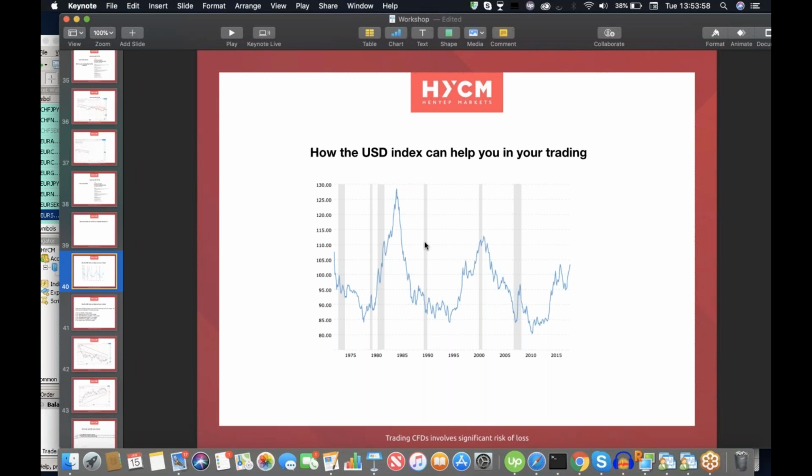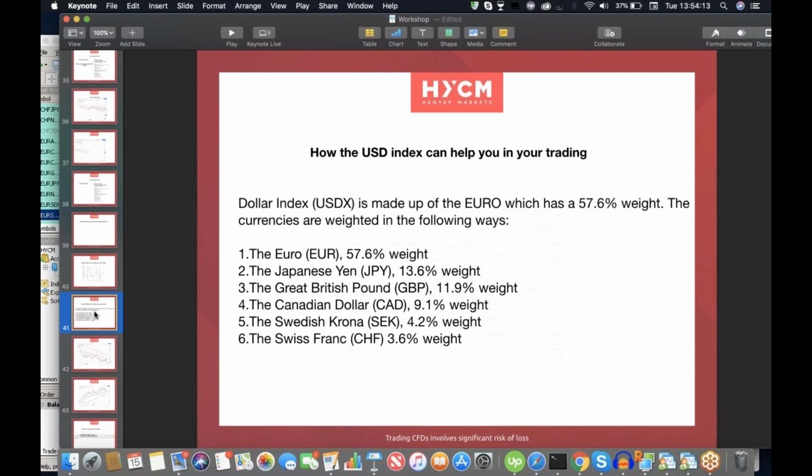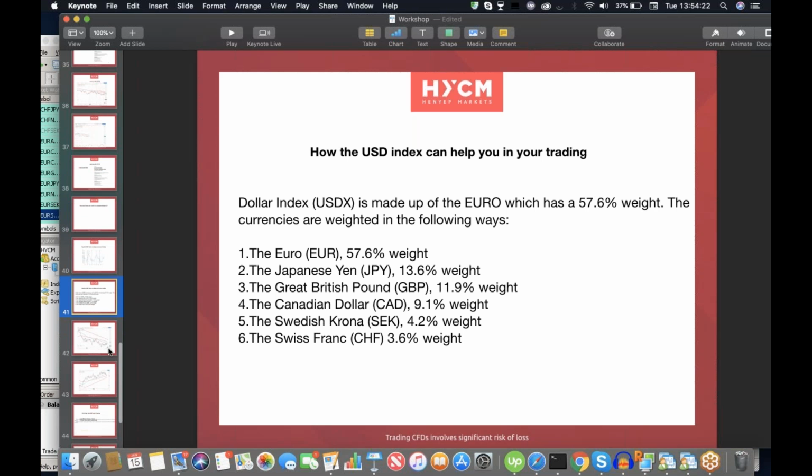Well, first of all, what is the dollar index? The dollar index is a measure of the US dollar in relation to a basket of other currencies, a basket of some of the US's most important trading partners. Some of the most important trading partners are the euro, the yen, the pound, Canadian dollar, the Swedish krona, and the Swiss franc. So the dollar index is constituted and weighted in this way, okay?